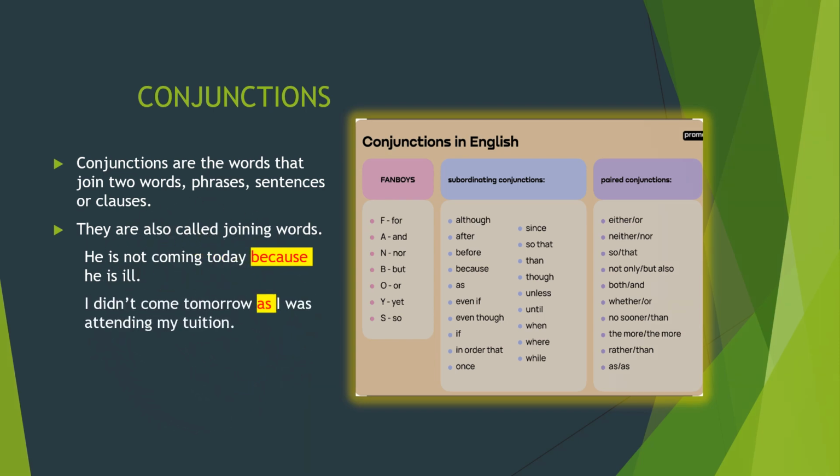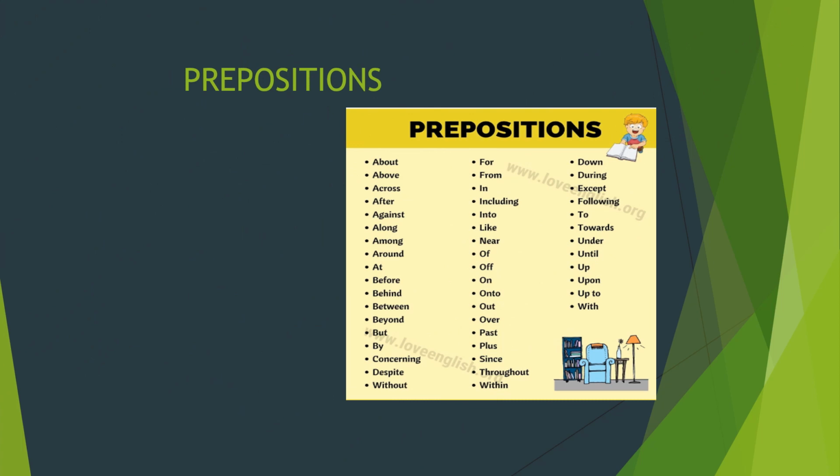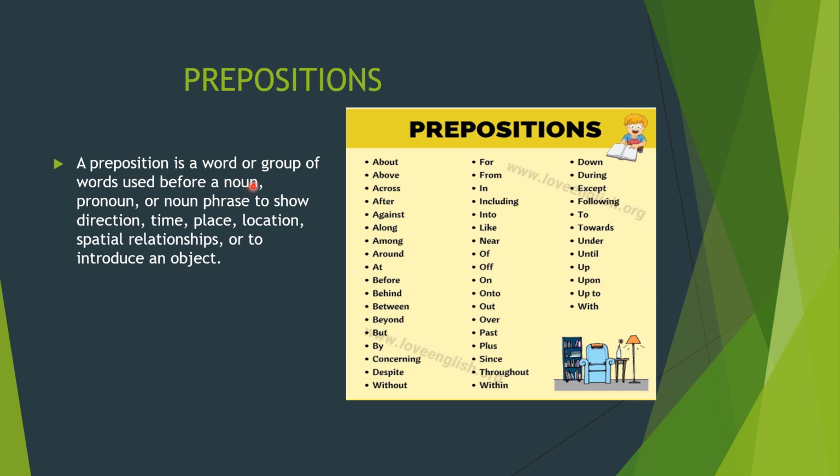So let's talk about the other part of speech, which is prepositions. Now, what are prepositions? Whenever we talk about prepositions, some words come to our mind, like position. So we can define it as a word or group of words used before a noun, pronoun, or noun phrase to show direction, time, place, location, spatial relationship, or to introduce an object. Now we can tell exactly where the object is placed: in, on, under, like that.